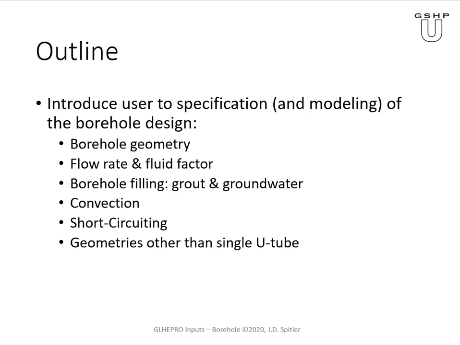This includes the borehole geometry, flow rate, what we call the fluid factor, the borehole filling, grout or groundwater, convection, well, specifically convective resistance inside the tube. There's also convective resistance on the outside of the tube if you have groundwater-filled boreholes. Discuss short circuiting briefly. That's covered in a little more detail in the ground heat exchanger modeling lecture. And geometries other than single U-tube. Actually, we're going to probably give those pretty short shrift.